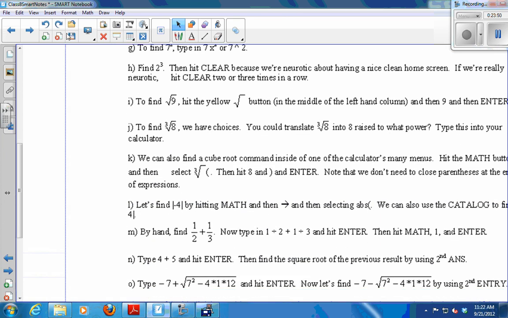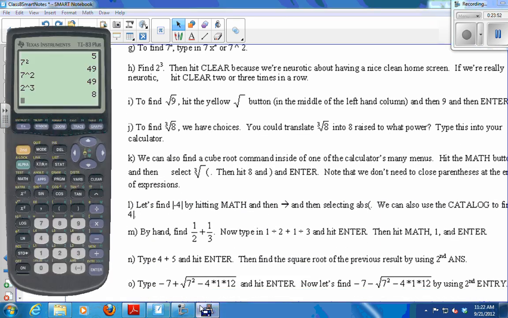Okay, so we're down at about H. We flew through the first ones. So we can find 2 cubed, and then hit clear several times because we like having a nice clean home screen. Okay. To find the square root of 9, the square root button is right above the squared button, but it's in yellow. So you do second square root, type a 9, and hit enter, and we get 3.